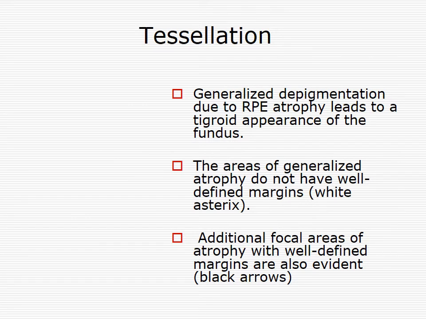Tessellation of the fundus. It is a generalized depigmentation due to retinal pigment epithelial atrophy that leads to tigroid appearance of the fundus. The areas of generalized atrophy don't have a well-defined margin, marked by the white asterisk, while we have additional focal areas of atrophy with well-defined margin, marked by the black arrows.